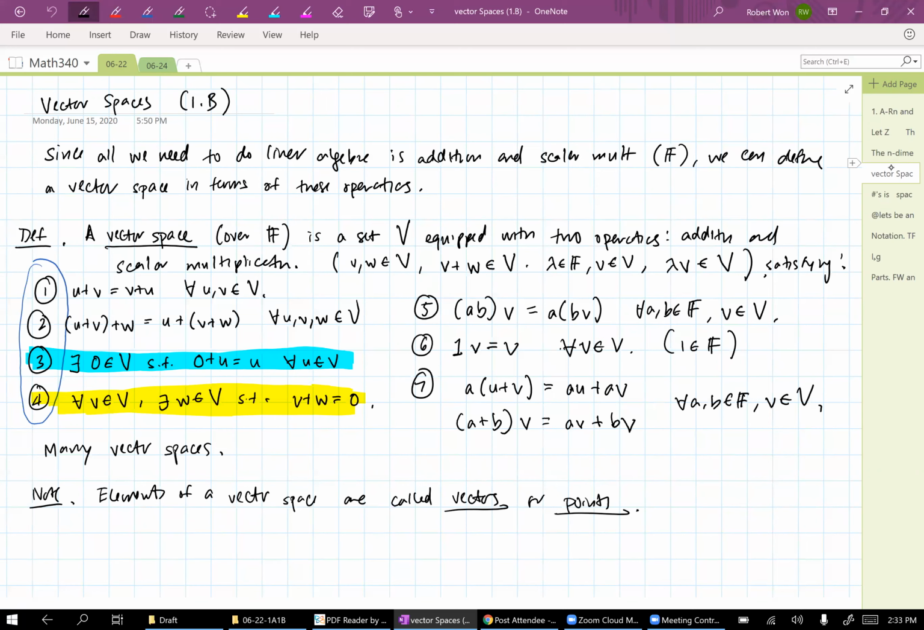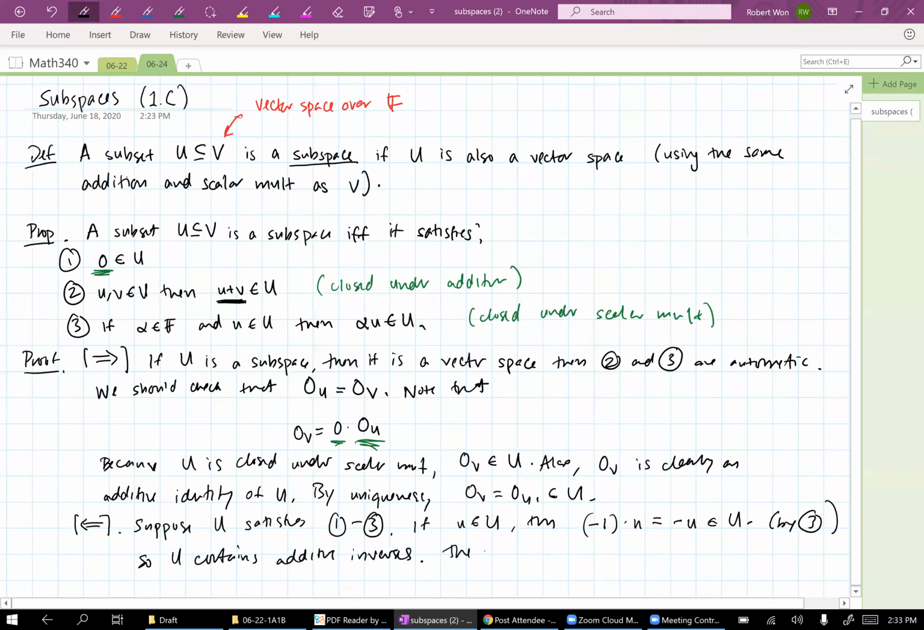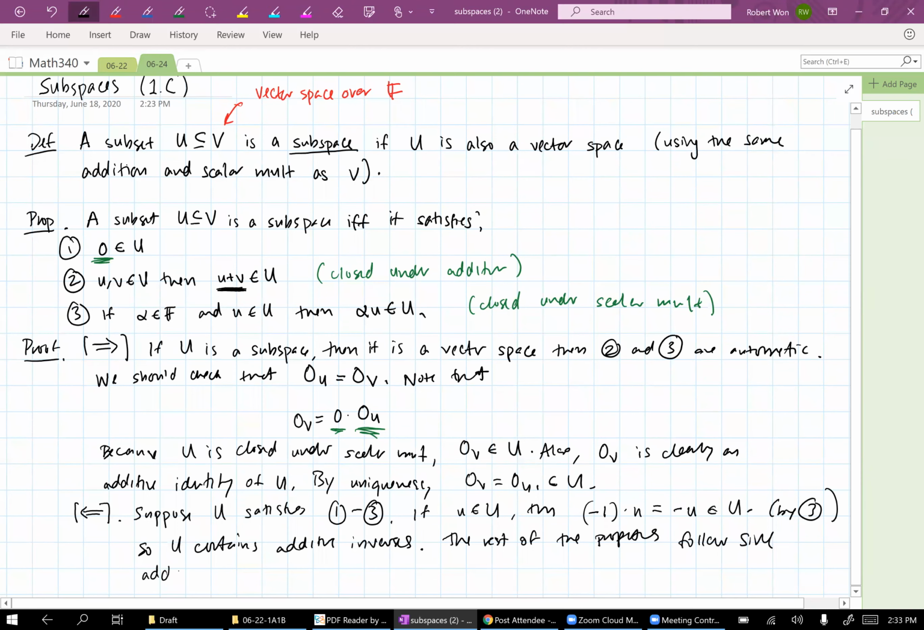Right, so for example, this first property says that addition has to be commutative. So we need to check that the addition in U is commutative, but the addition in U is inherited from the addition of V, which already had the commutativity property, right? So you can check for yourself that the rest of these conditions follow because the addition and scalar multiplication in U are inherited from V. So the rest of the properties follow since both the addition and scalar multiplication are inherited from V.